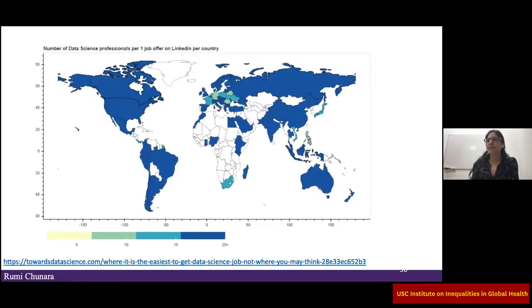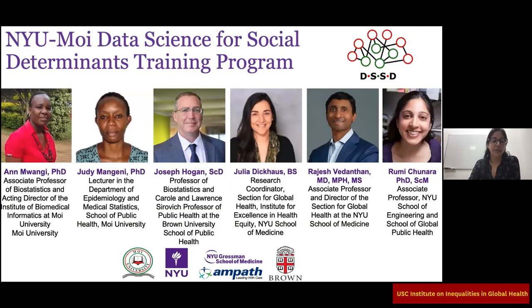If we're looking specifically at data science, we have this map showing the number of data science professionals per job on LinkedIn by country. This gives us two things to look at. One, the number of data science professionals per job, but it also gives us a sense about where there might be jobs available on LinkedIn. Granted, this is one website that may not be that well used in different countries, but it also gives us a sense of what kinds of countries might have those jobs listed on this fairly large website. So this shows us a couple of things. All of these factors that I've led up to have led to the development of a new training program.